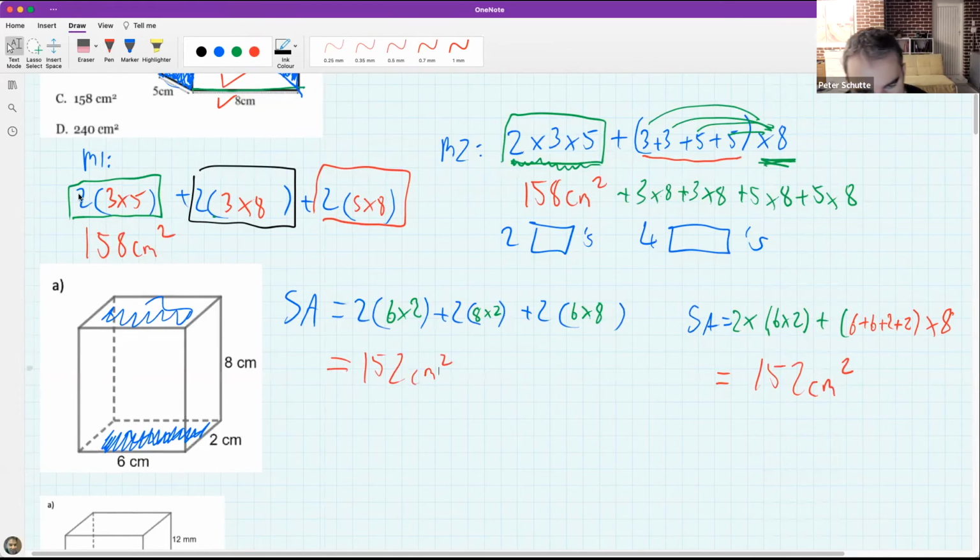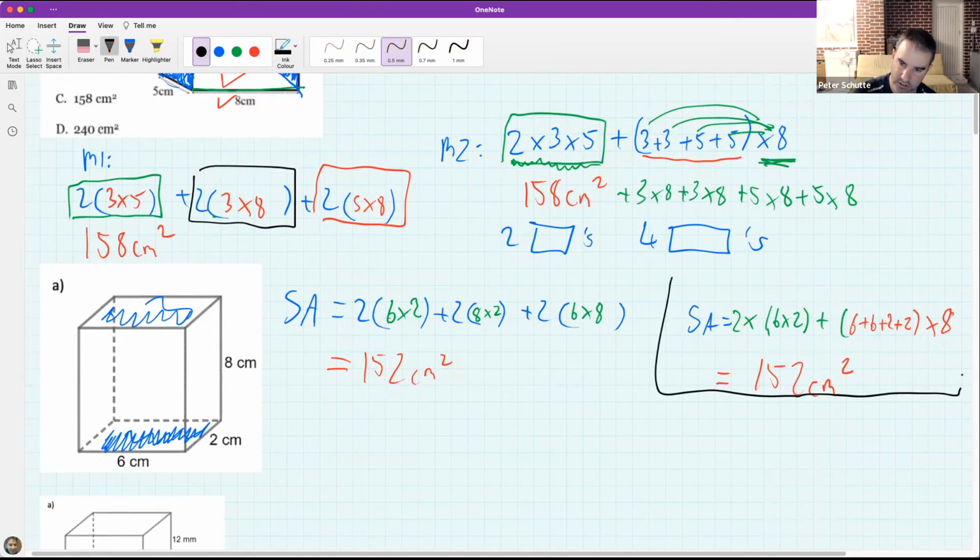So which method do you guys prefer? Can you tell me in the chat? I do know once you get comfortable with this method, it is faster, but if you're not comfortable with it, just see which one you prefer.